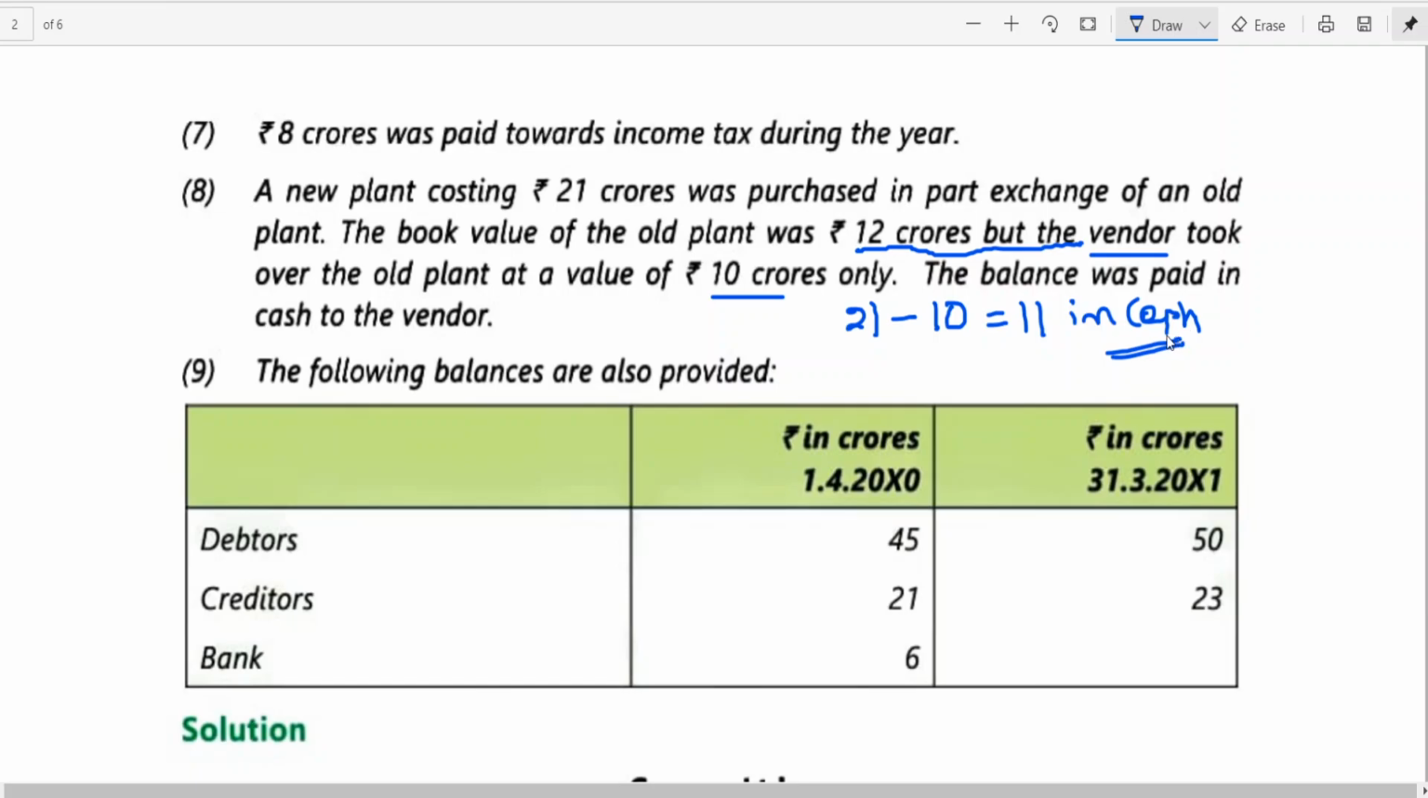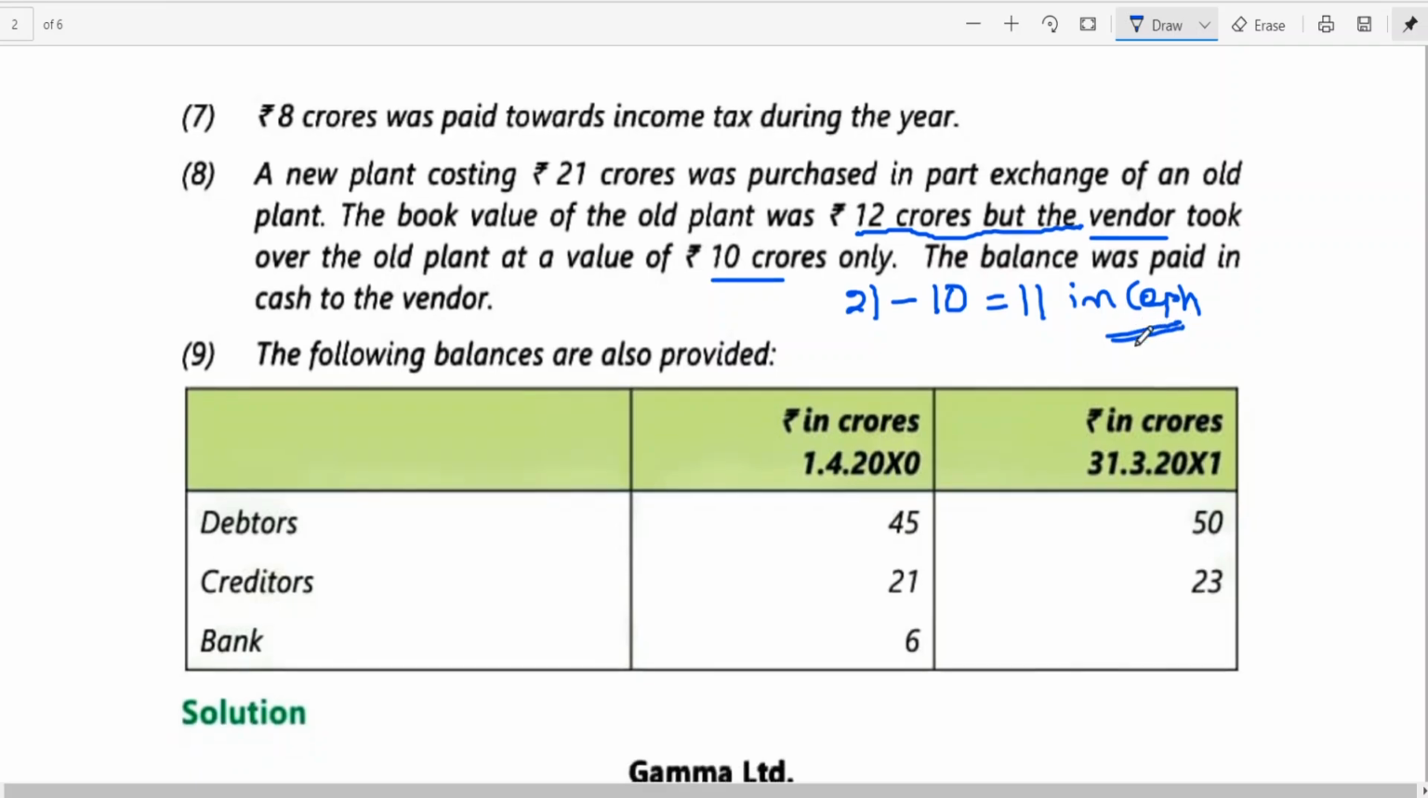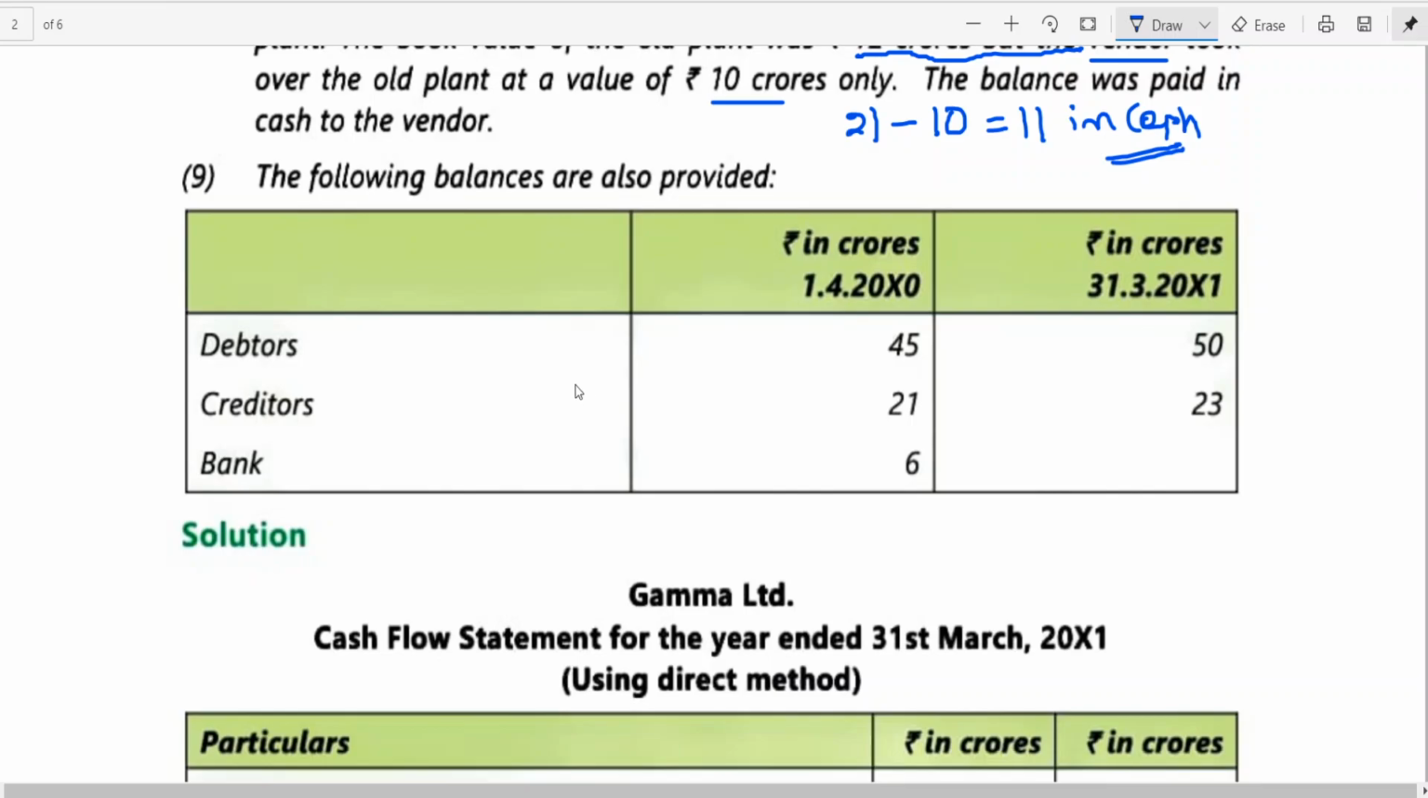Is this clear? Then the following balances are also provided. Debtors 45 opening, closing 50. Creditors opening and closing have been given. And the bank balance opening has been given, but I think the bank balance closing has not been given. Generally, in the problem they will give you the bank balance. But in this case, the closing bank balance has not been given. If it is not given, we will find out the closing balance from the cash flow statement.